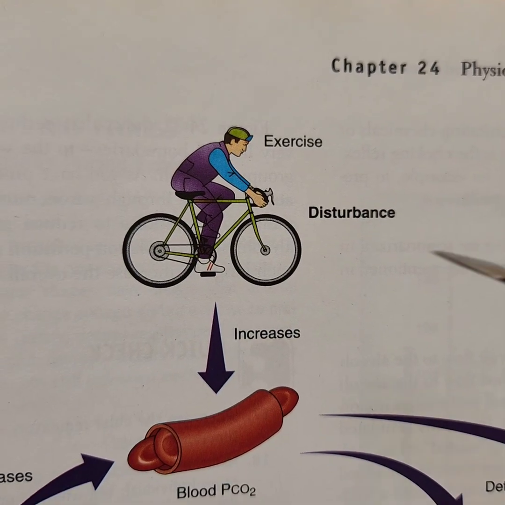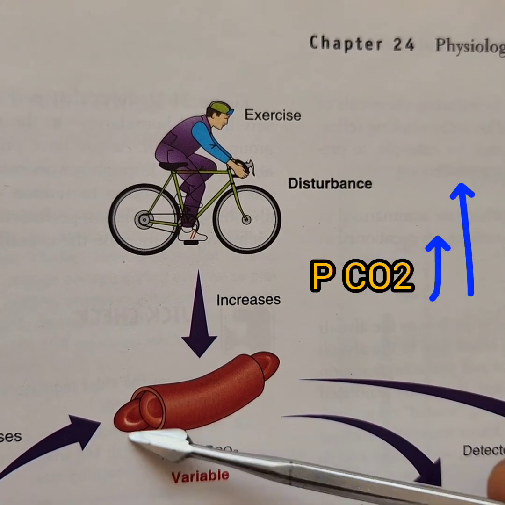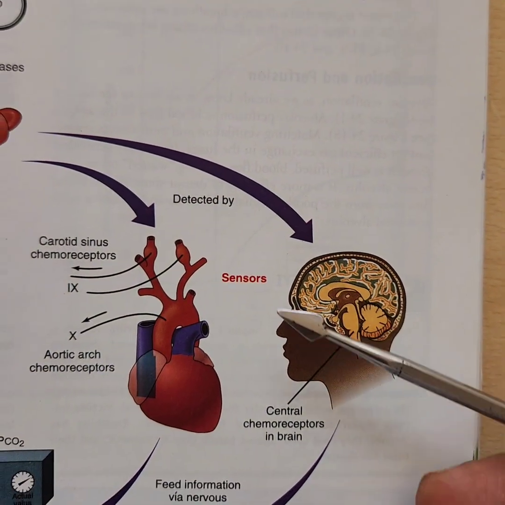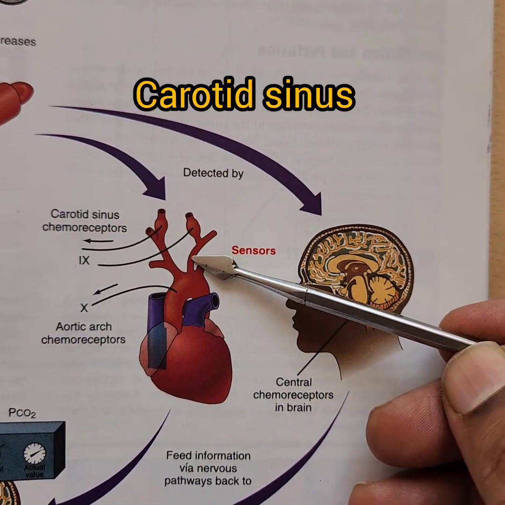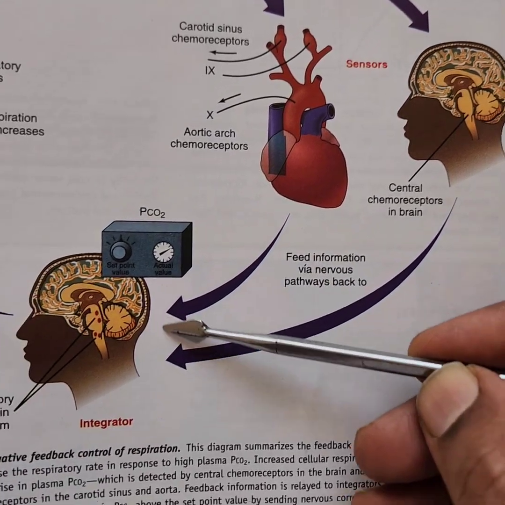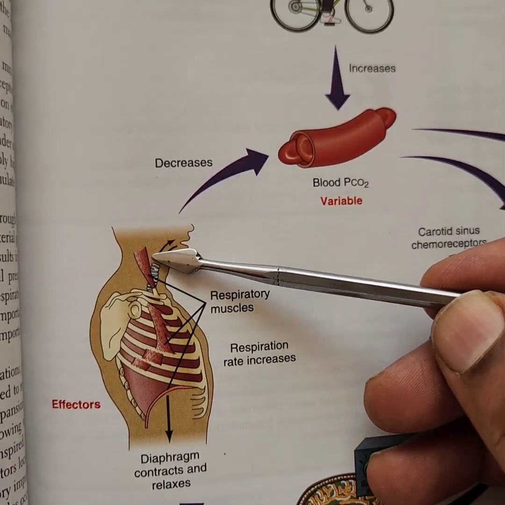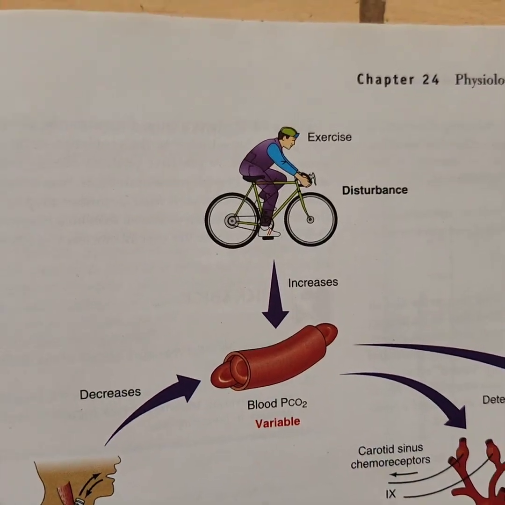Normally, during exercise, the partial pressure of CO2 increases in the vessels. This is sensed by the central nervous system and also by the carotid chemoreceptors, and that regulates the respiratory centers in the brain, and that will augment the respiration with respiratory muscles, which will again decrease the CO2 levels.